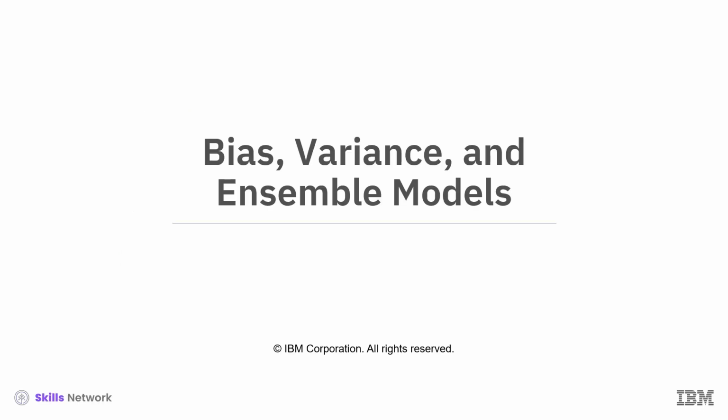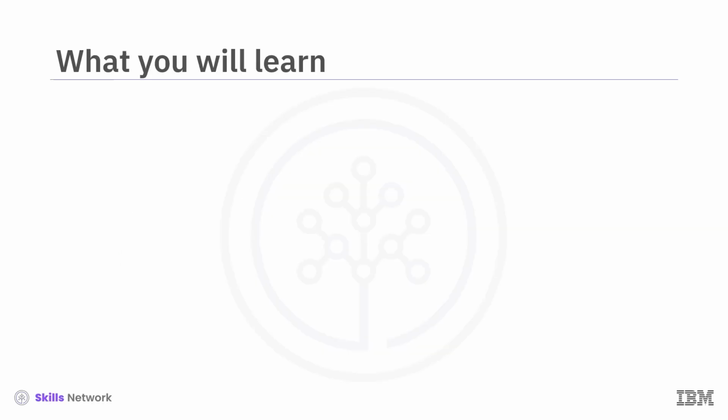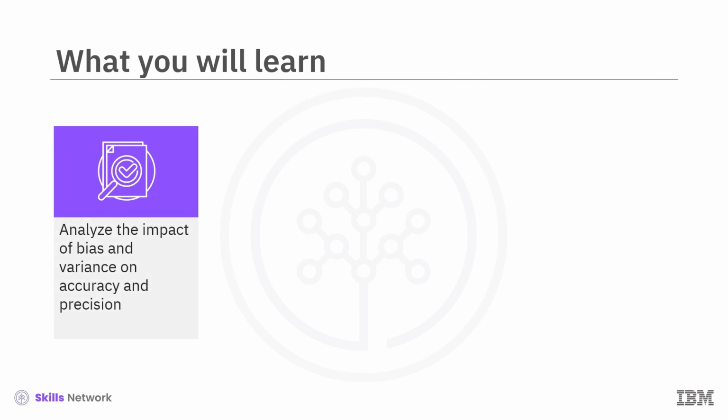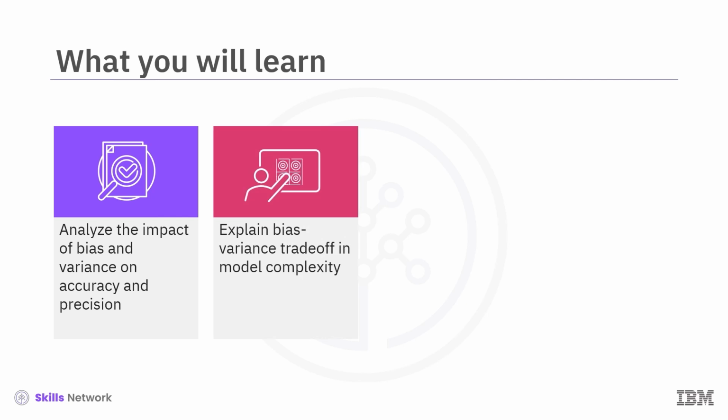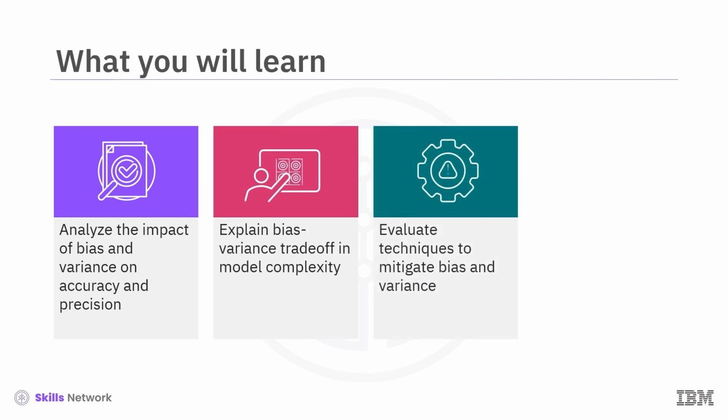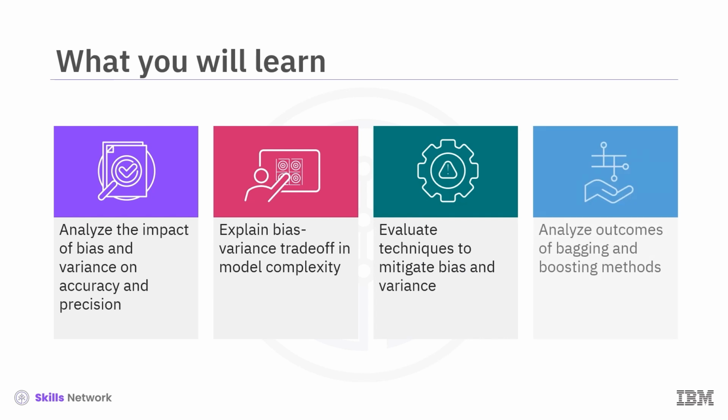Welcome to bias, variance, and ensemble models. After watching this video, you'll be able to analyze the impact of bias and variance on accuracy and precision. You'll also be able to explain the bias-variance trade-off in model complexity, evaluate techniques to mitigate bias and variance, and analyze the outcomes of bagging and boosting methods.